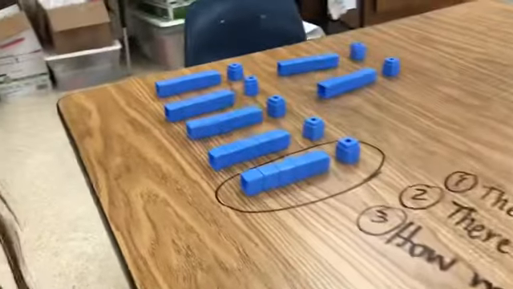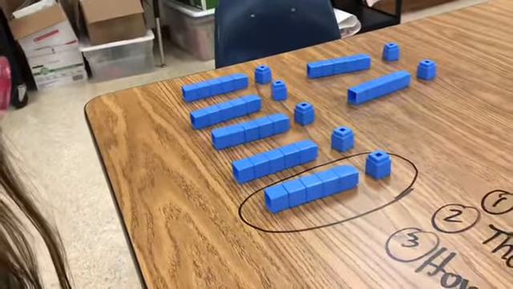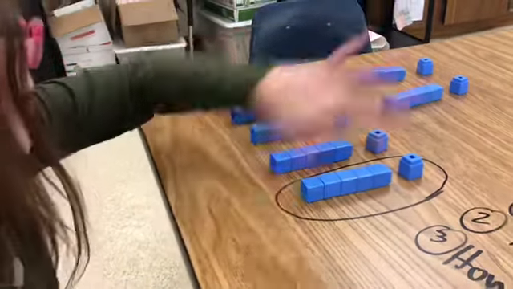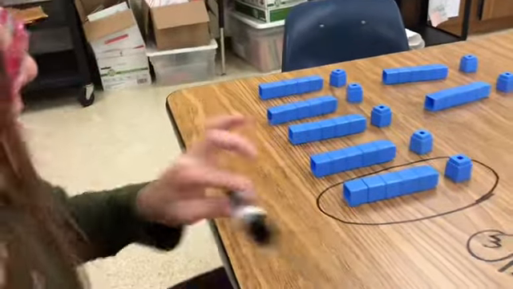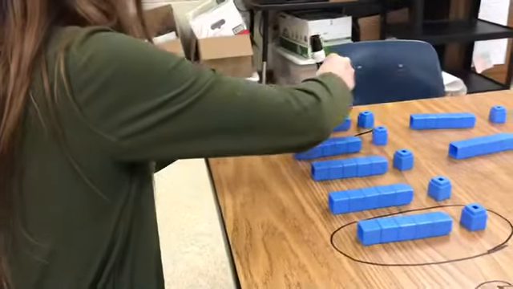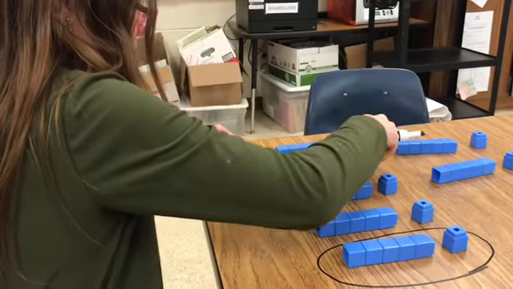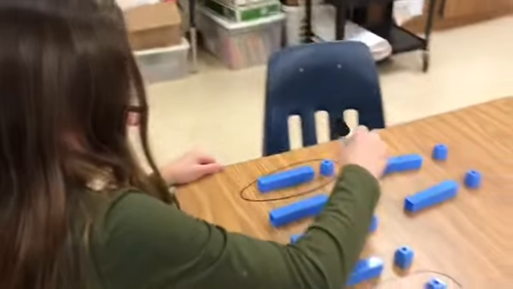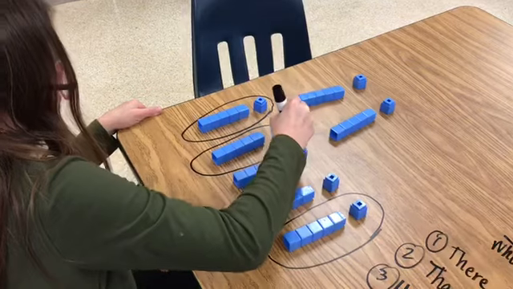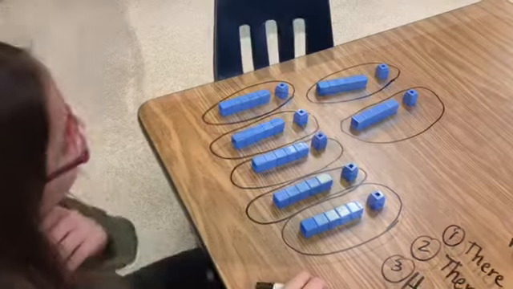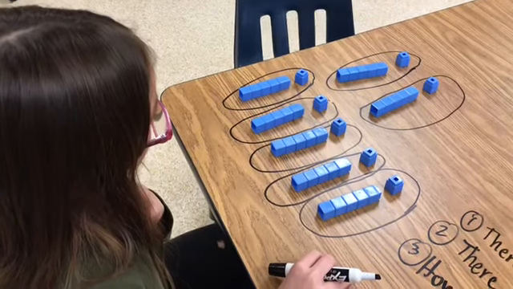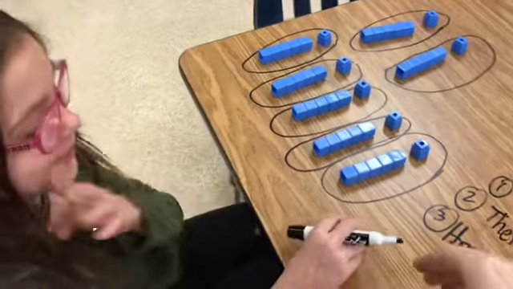And look at this model that we built. How many tables of cupcakes could we make if we have groups of 6 cupcakes? I would count by 5 and then. You'll make your tables, because our question says how many tables have cupcakes. How many tables do you see? 7.